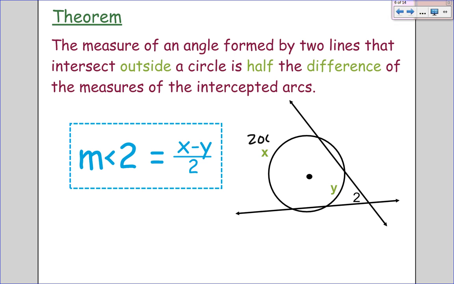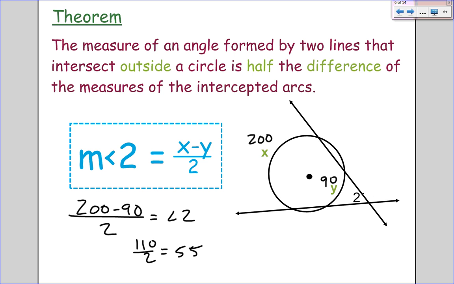So let's say that this is 200 and this is 90. Then I would do 200 minus 90 divided by 2 equals angle 2. Well, that's 110 over 2, which equals 55 for angle 2.